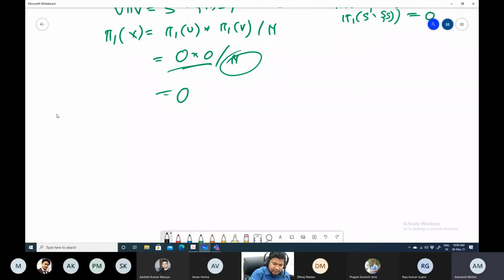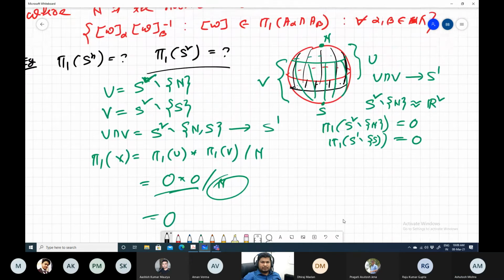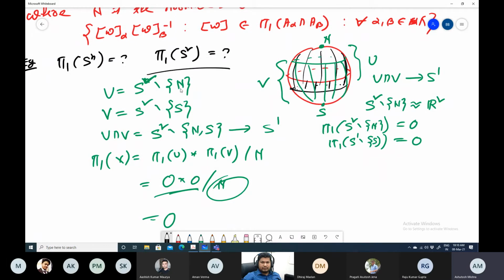Now there is another n notation. Please tell it again. Which one? How to choose n? This one, the North Pole, and this is the South Pole.